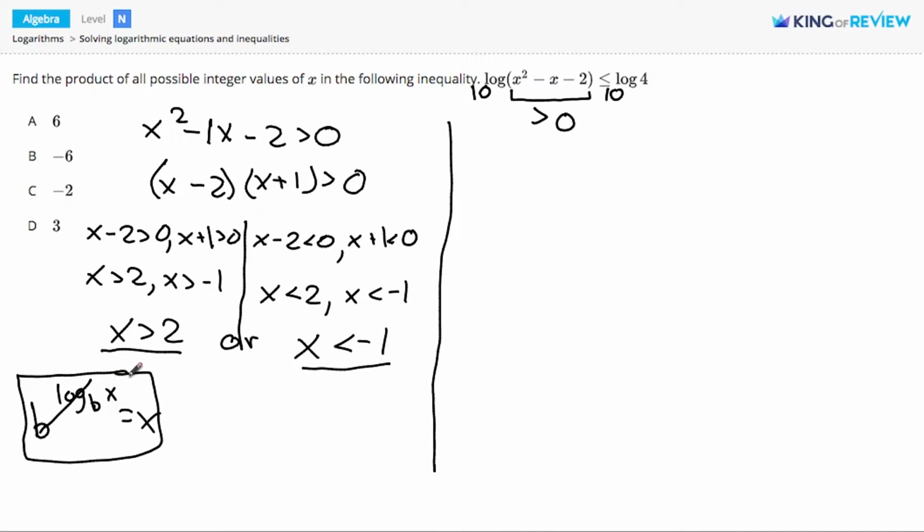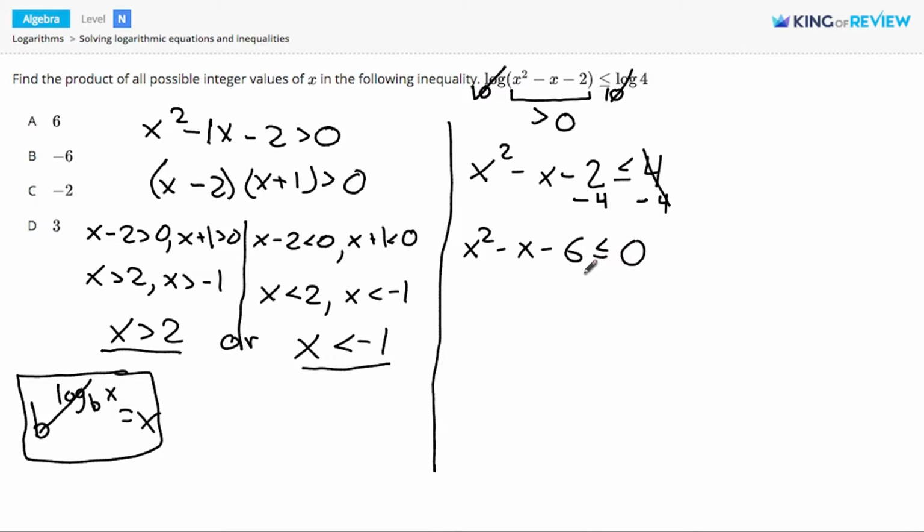Since our two logs are base 10, raising 10 to the power of both sides cancels out the logs, and we are left with x squared minus x minus 2 is less than or equal to 4. Let's solve this the same way we solved the inequality on the left. We'd like 0 on the right side, so we can subtract 4 on both sides, leaving us with x squared minus x minus 6 is less than or equal to 0. This polynomial on the left side factors, just like the first polynomial did, into x minus 3 times x plus 2, since negative 3 times 2 is negative 6, and negative 3 plus 2 is negative 1.